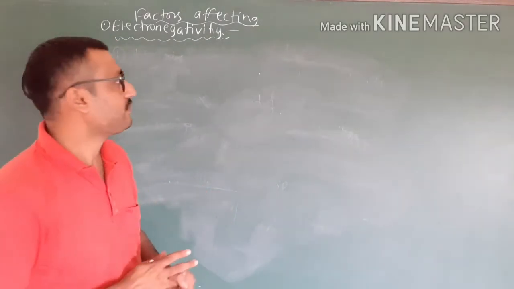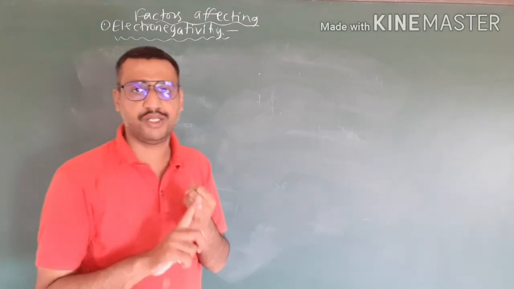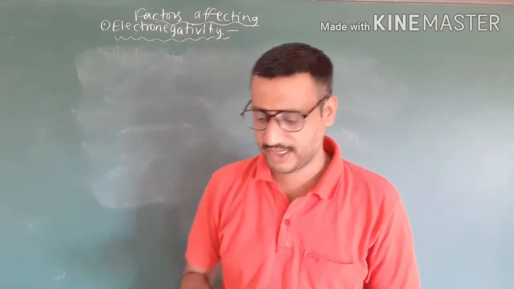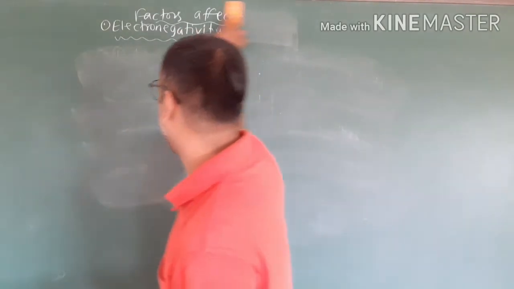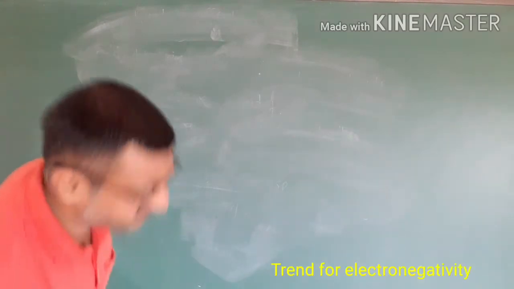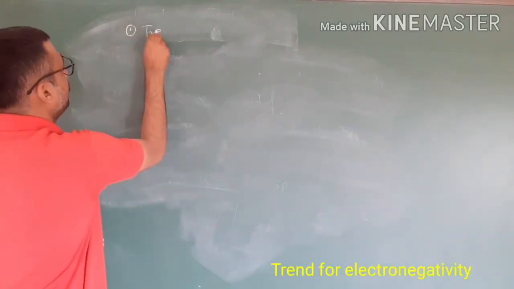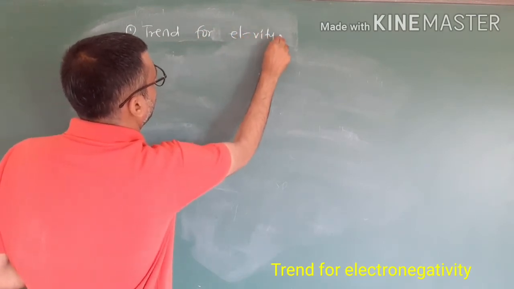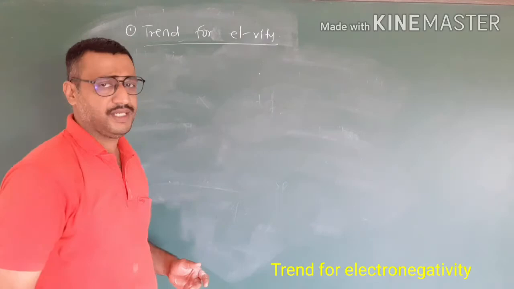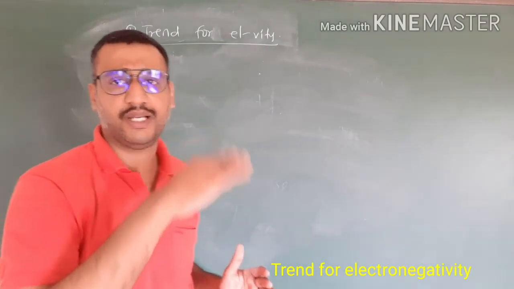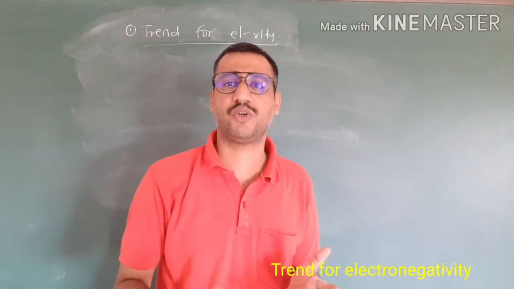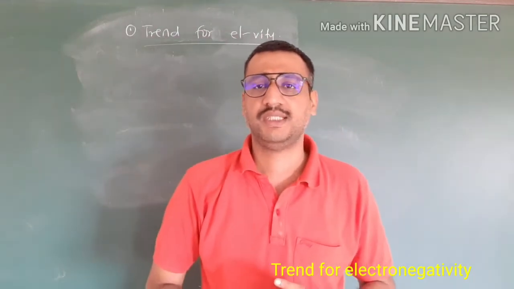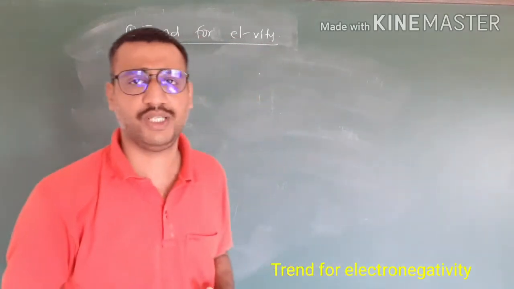Now students, I explained three things: the electronegativity definition, the difference between electronegativity and electron affinity, and the factors affecting electronegativity. Now the next thing is the trend for electronegativity values. We know that there are no such ups and downs because of electronic configuration, as we saw in ionization potential and electron affinity values. Such a variation is not observed in electronegativity values.